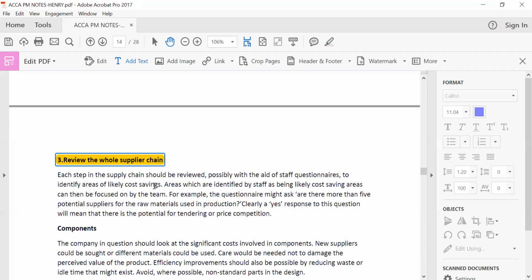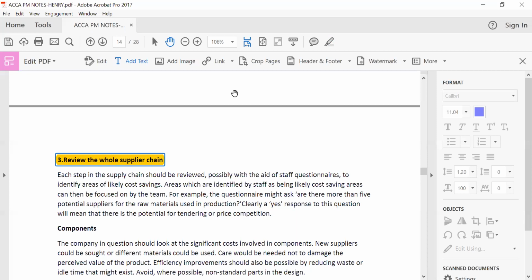Review the whole supplier's chain. Review the whole supply chain, right? We are saying that each step in the supply chain should be reviewed, possibly with the aid of staff questionnaires to identify areas of likely cost savings. Areas which are identified by staff as being likely cost-saving areas can then be focused on by the team.